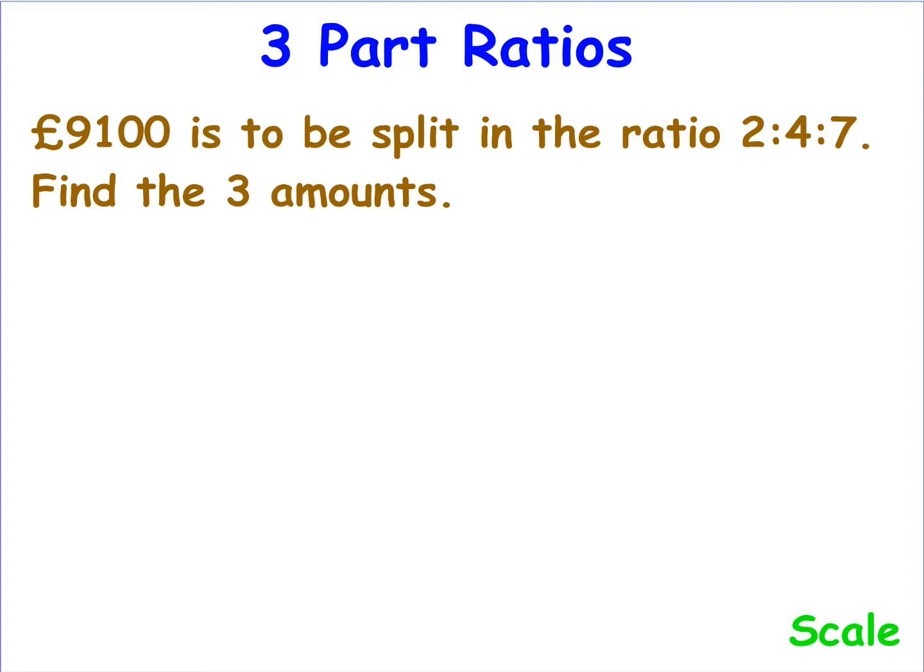Just to show you there's absolutely no difference on 2-part, 3-part, 4-part, 5-part ratios, let's just do a refresher on something we've done previously but with a 3-part ratio. So we have £9,100 and we want to split it in the ratio of 2 to 4 to 7. Now we've got no headers because we don't know who's going to get the 2, 4 or 7 parts. So we'll just write the ratio down. Now it's a totals question because the £9,100 is to be split amongst all of them. So the £9,100 lives over here and we need to find out our total number of parts, which is 13.